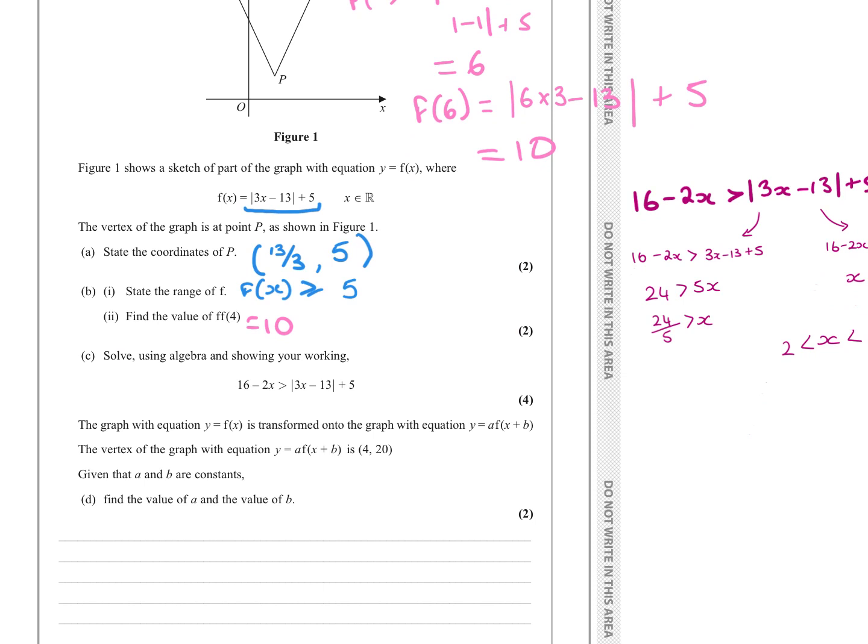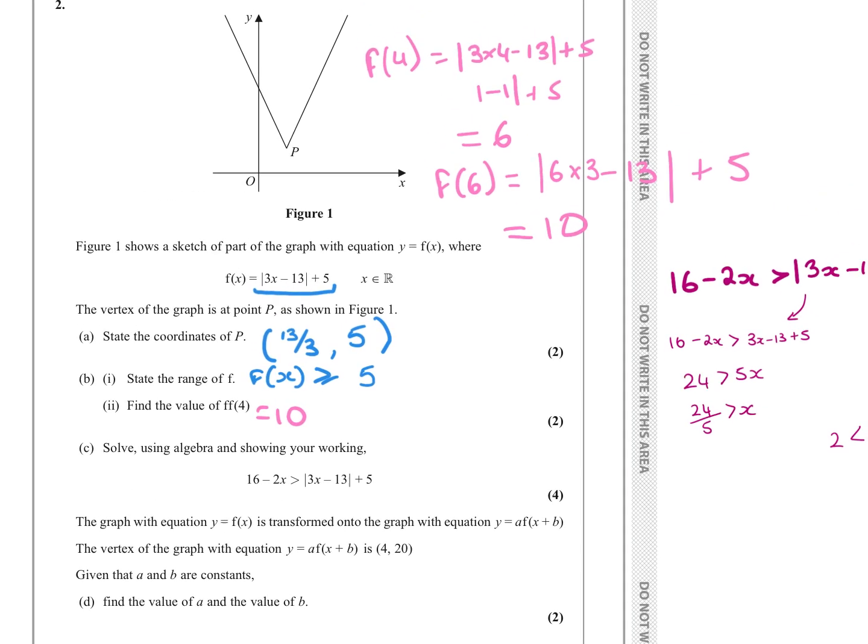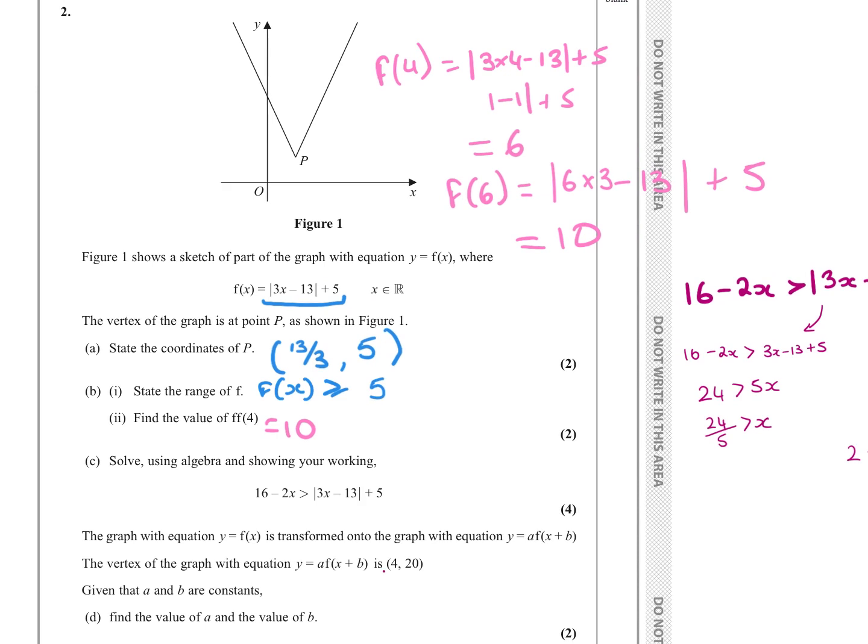Then, now part D. I did this in my head. Let's see how to explain it. So let's think about this. The new coordinate is now 4, 20, and before we had 13 over 3, 5. Now I look at A. Okay, A is outside the bracket. Who does it affect? y. What do I do to all my y values? I multiply. How did I get from 5 to 20? I multiplied by 4. So A equals 4.